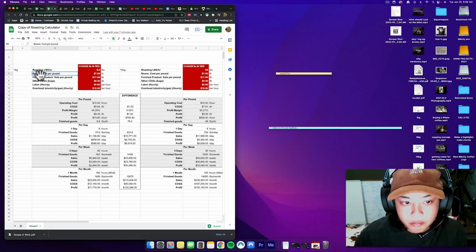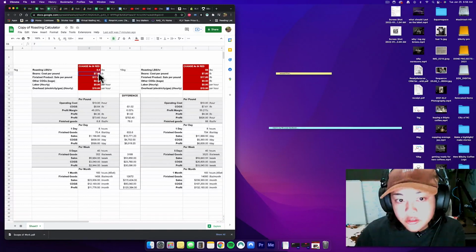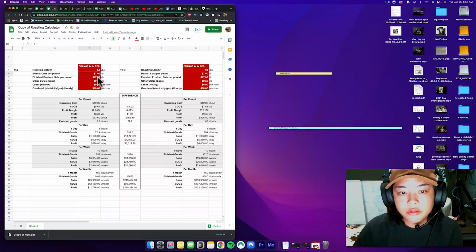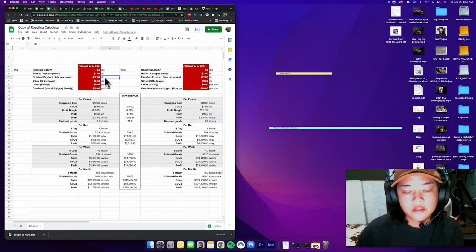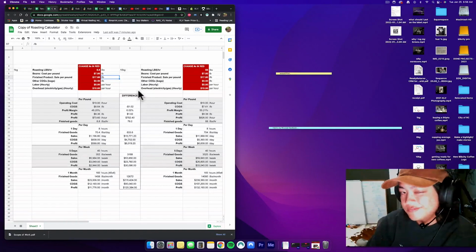Then I put in my average cost per pound, because different coffees cost different amounts. So what you can do is just put the average, and these are really just round numbers. This number here, finished product sale per pound, I don't sell per pound, but I guess this is really formulated for wholesale. And so we're being very generous here.